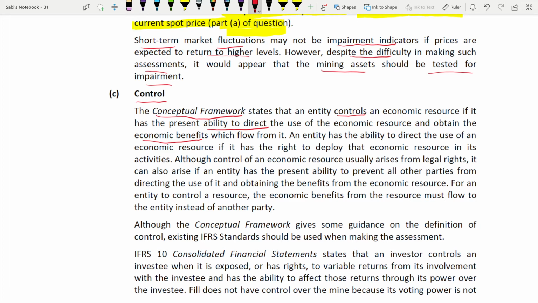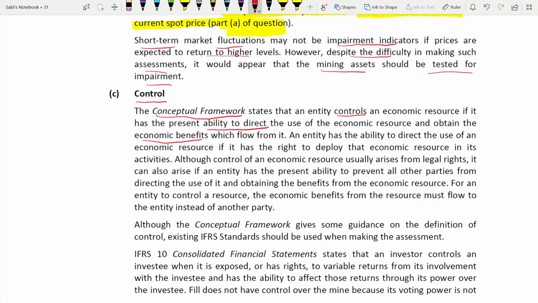Please understand the difference. It's not always that they will actually use their power, but they have the power. They have that ability that they can have a say, that they will tell that okay, this is how I'm going to use it. They will have that ability, but it's not compulsory that they are using that ability always. So even if they are not using it, if they have the power, it is still considered as control only because the ability is there. And also economic benefits. So these two things are there. You control with this according to the conceptual framework.